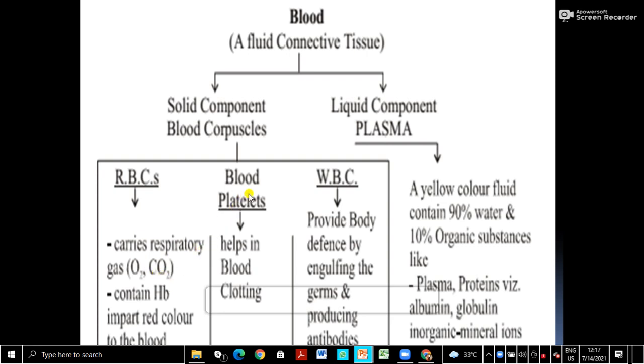Then comes WBCs. WBCs do not have any pigments, that is why they are colorless. So they are also called leucoplast. Leucoplast means leukocytes, I'm sorry. Leucoplasts are colorless plastids in plants. Leuco means colorless. We have learned about the plant pigments earlier. So WBCs are called leukocytes. Leukocytes do not have any pigment, that's why they are colorless.